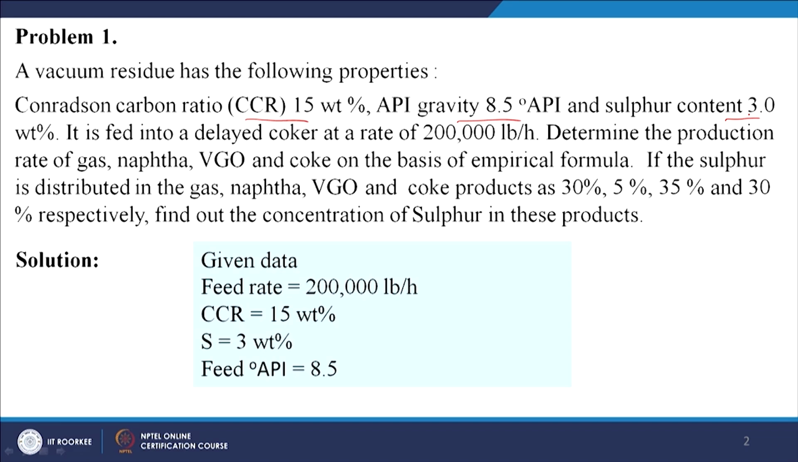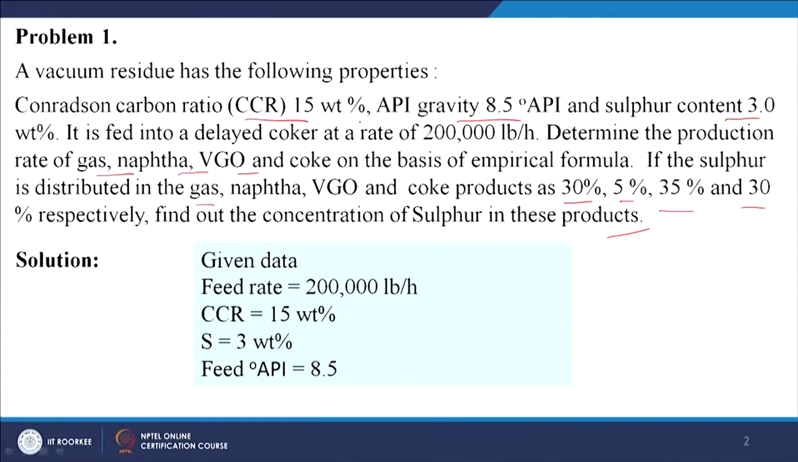It is fed into a delayed coker at a rate of 2 lakhs pound per hour. Determine the production rate of gas, naphtha, VGO and coke on the basis of empirical formula. If the sulfur is distributed in the gas, naphtha, VGO and coke products as 30%, 5%, 35% and 30% respectively, find out the concentration of sulfur in these products.